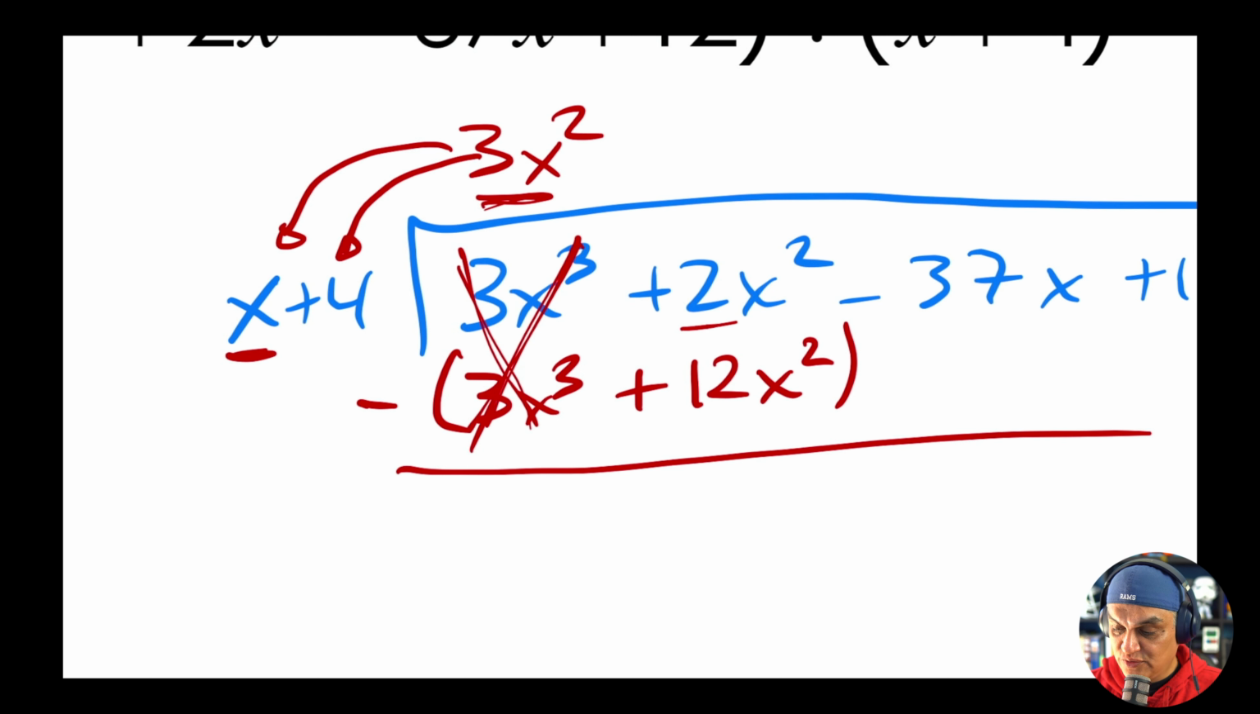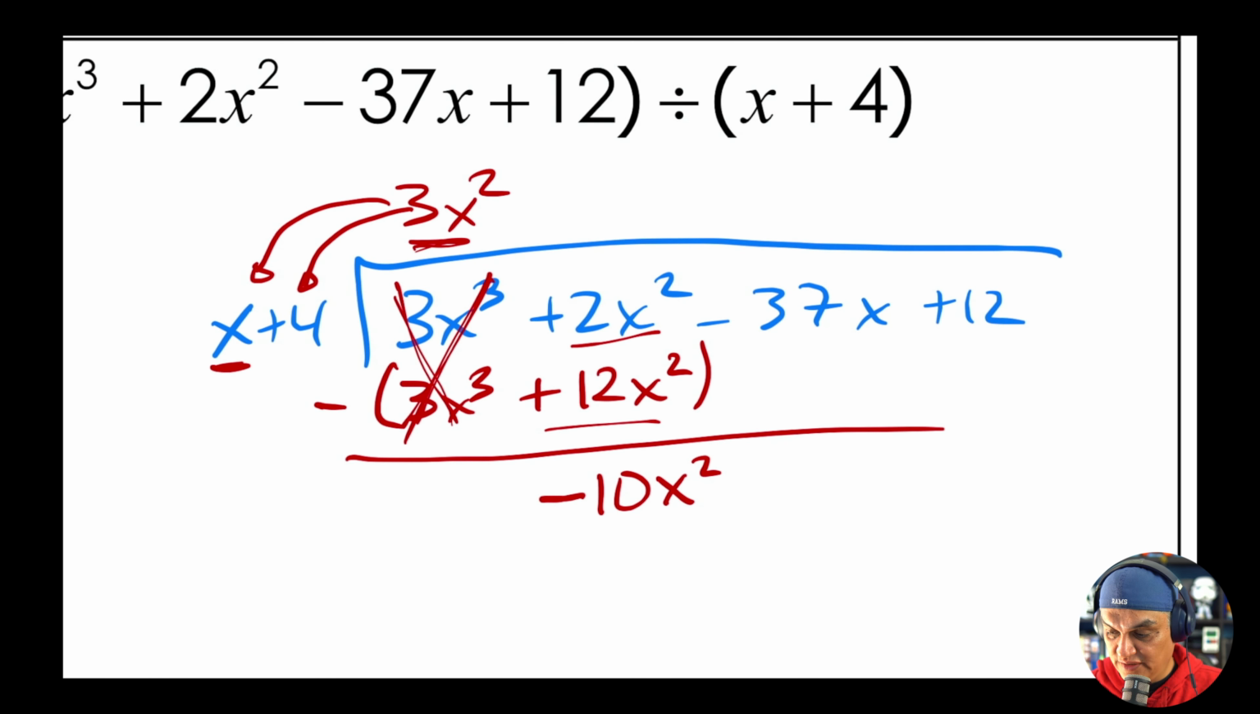And now we have 2x squared minus positive 12x squared. So that's easy. 2 minus 12 is negative 10. And don't forget the x squared. And now let's bring down the next one, minus 37x. And are we good there? So all I did was subtract, and I'm left with negative 10x squared, and then I brought down the next term, which is minus 37x.